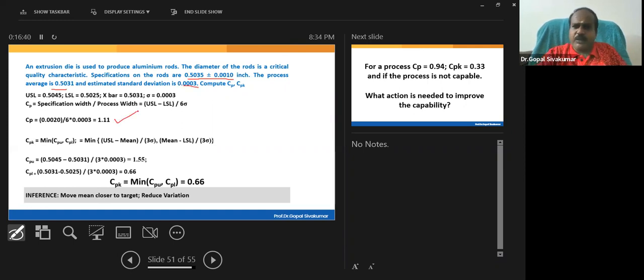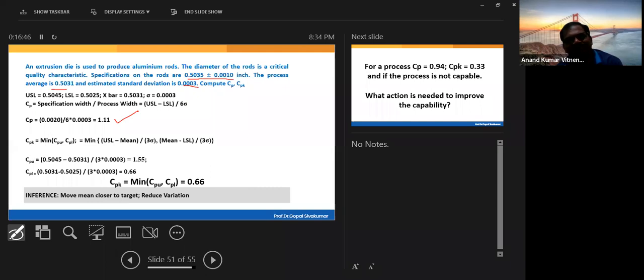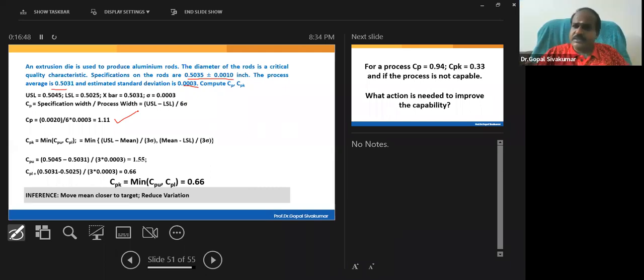Now tell me, are you happy with the value 1.11? Borderline. You are not happy. So not happy means what is the problem now? Looking at the CP, variation is the problem. Process is wider. So now you give an advice. As an expert, you give advice. Reduce variation. That is the advice.